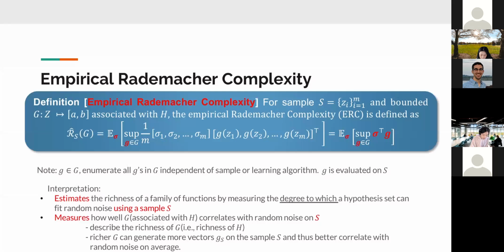Sorry, I meant to show you the box first, then the text below, but let's first focus on the box. So let's first see the definition. What is the empirical Rademacher complexity? I'm going to first introduce the empirical Rademacher complexity, then it will be easier to introduce the Rademacher complexity. So what is the empirical Rademacher complexity, ERC?